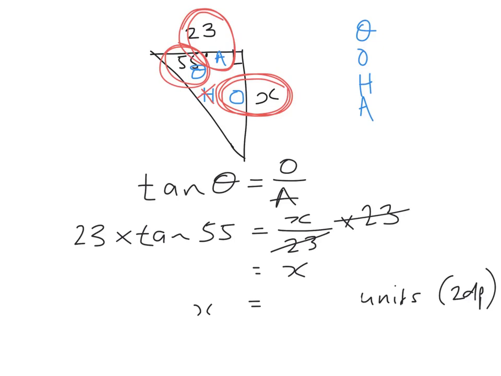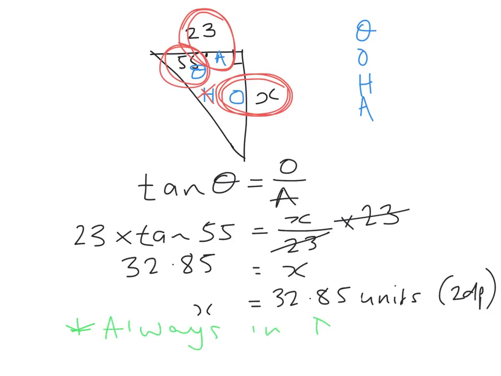Still getting it wrong. 23 times tan 55. Yeah, so I get 32.85. So x equals 32.85 units, and that's accurate to 2 decimal places. So just double check that your calculator is in degrees mode.